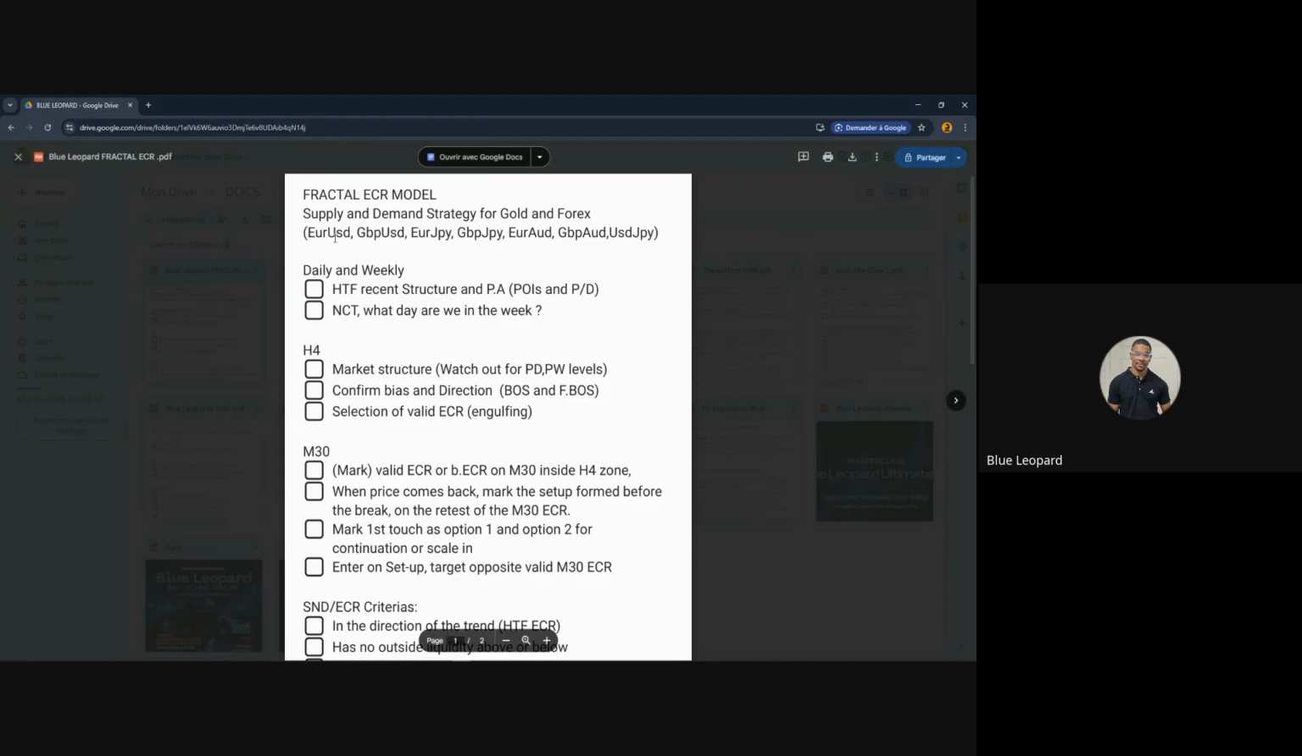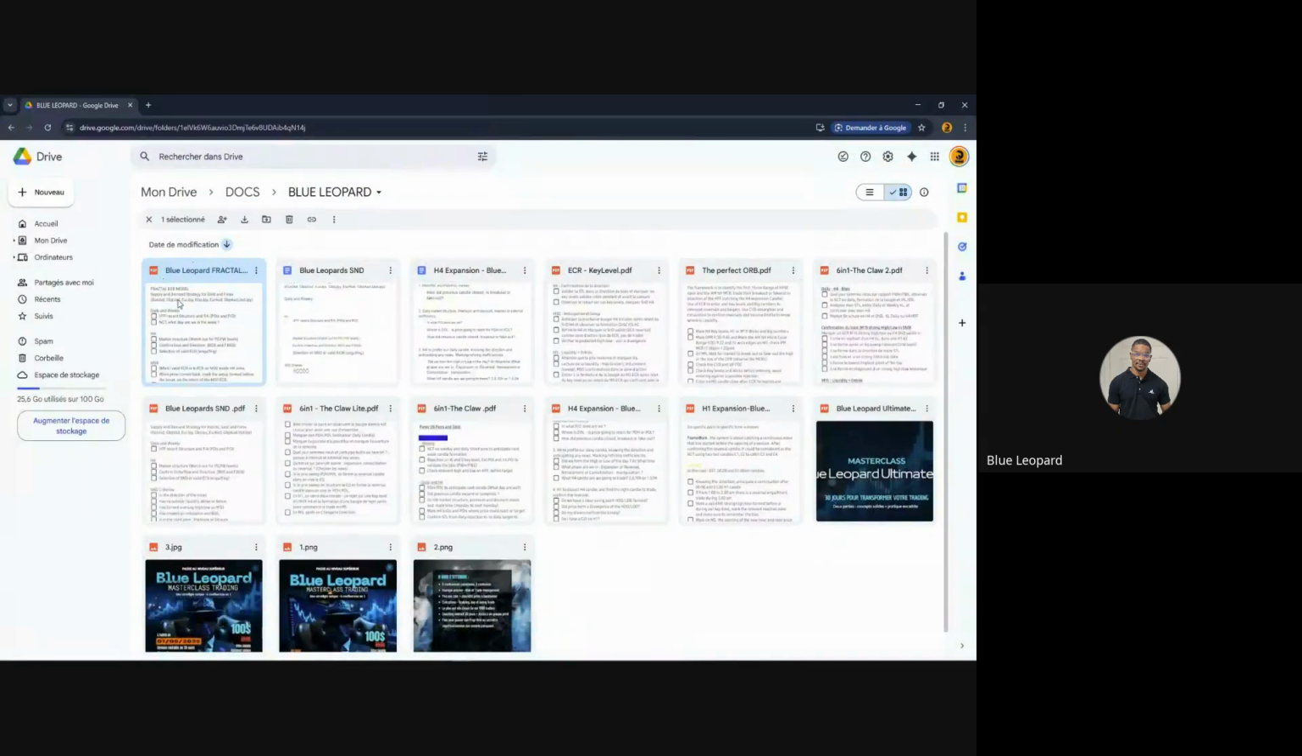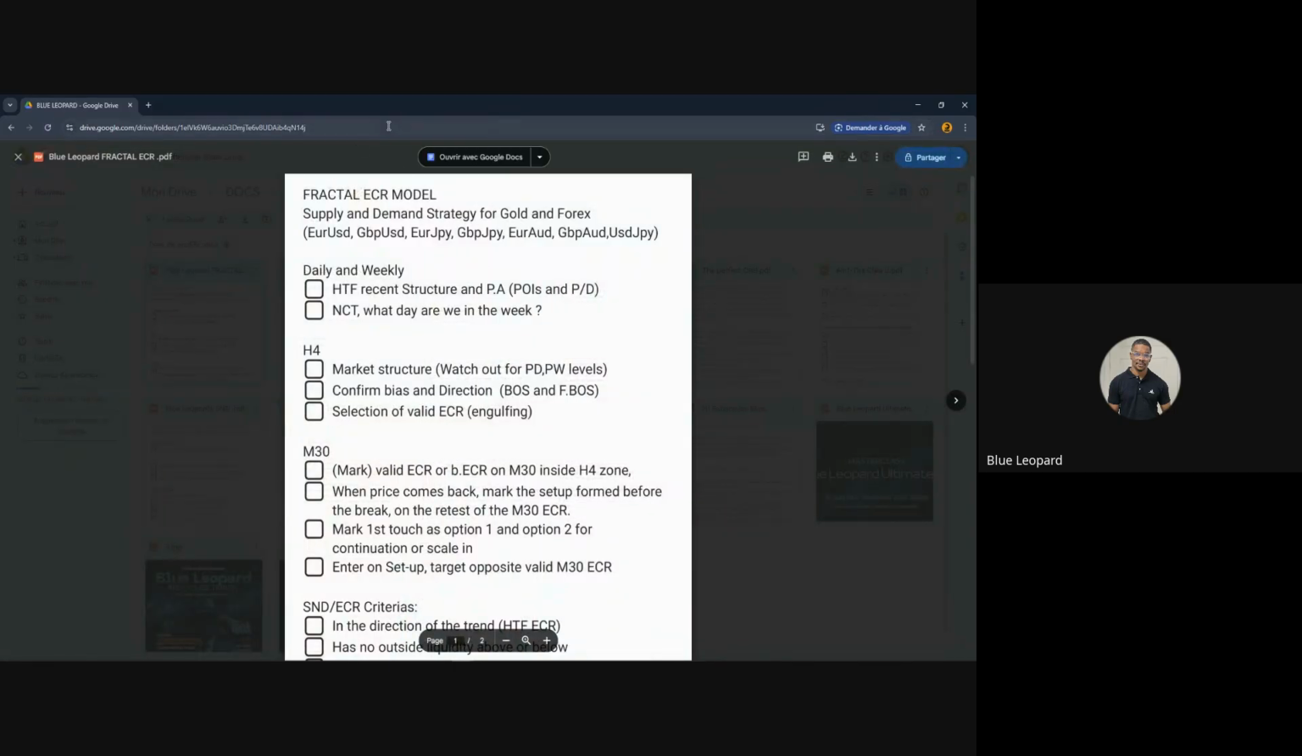Okay, so EUR/USD, GBP/EUR with JPY, GBP also, EUR with AUD, GBP also with AUD, and then USD/JPY. So this is the strategy here. The first thing is the daily and the weekly. We have to find the recent structure and the price action. Higher time frame, recent structure, and price action. When you check this, it means you understand what it means.